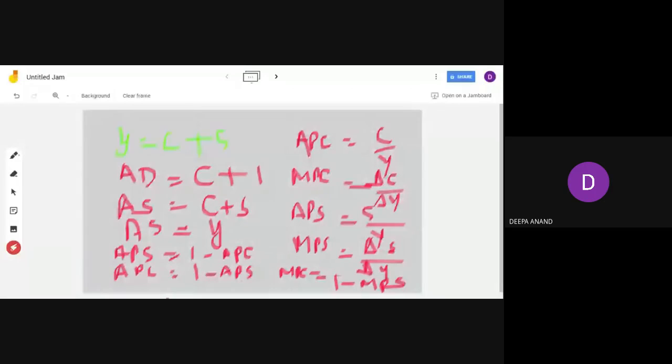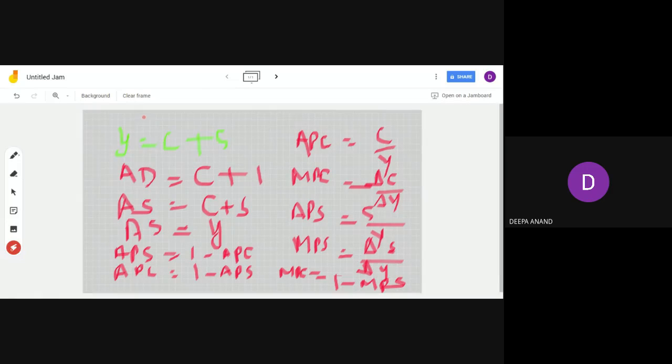And another thing, here also in the same way you can write MPC plus MPS is equal to 1. The total additional income is either consumed or saved. So MPC is equal to 1 minus MPS, and MPS is equal to 1 minus MPC. If you know this many equations, you can do any problems.